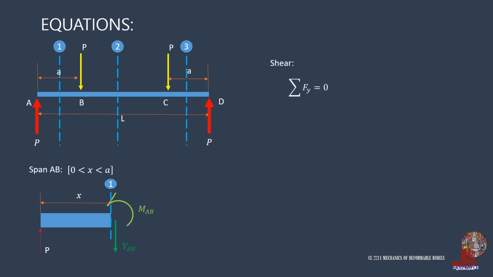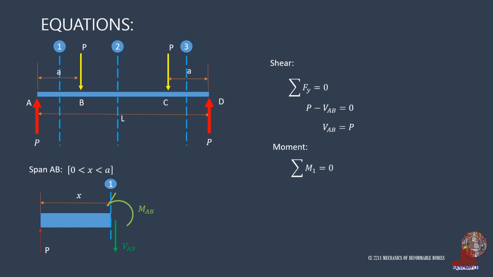Start with shear by taking the summation of vertical loads and equating them to 0. Take the upward forces as positives, so the shear function starts with reaction P as it goes up and shear AB going down. Thus, it is written as negative. By transposing terms, shear AB becomes P.